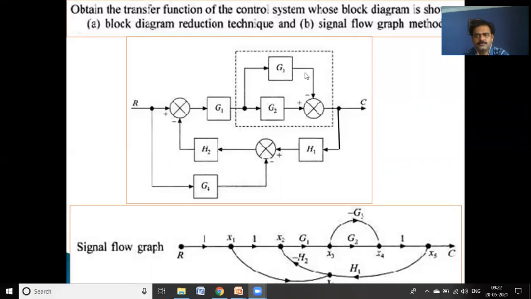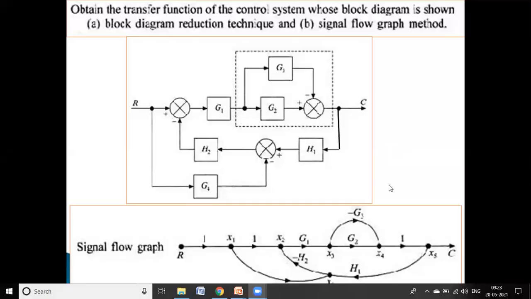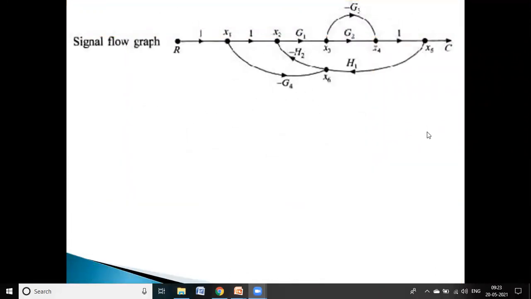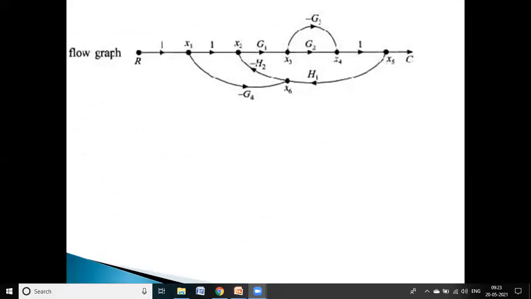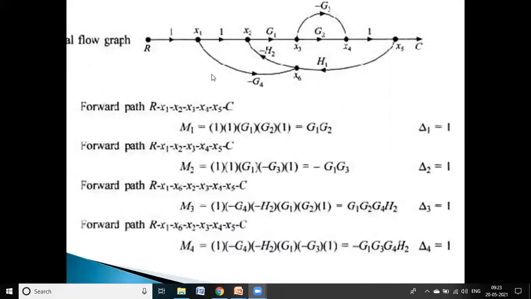So note down these figures. Once you obtain the signal flow graph, the next step, again I have shown, is identification of loops, forward paths, individual loops, and non-touching loops. First forward paths, next individual loops, next non-touching loops. Okay, so these are the forward paths.